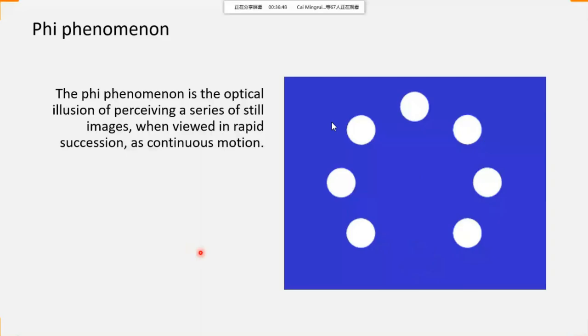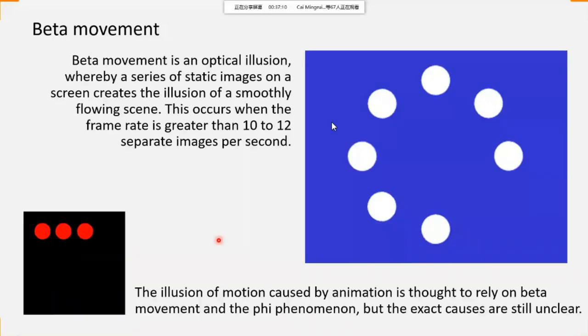But in fact, each of these disks is only blinking, so it's on or off for a short moment. But this is done in succession, and therefore we get this impression of a movement. The illusion of motion caused by animation is thought to rely on beta movement and the phi phenomenon, but the exact causes are still unclear.